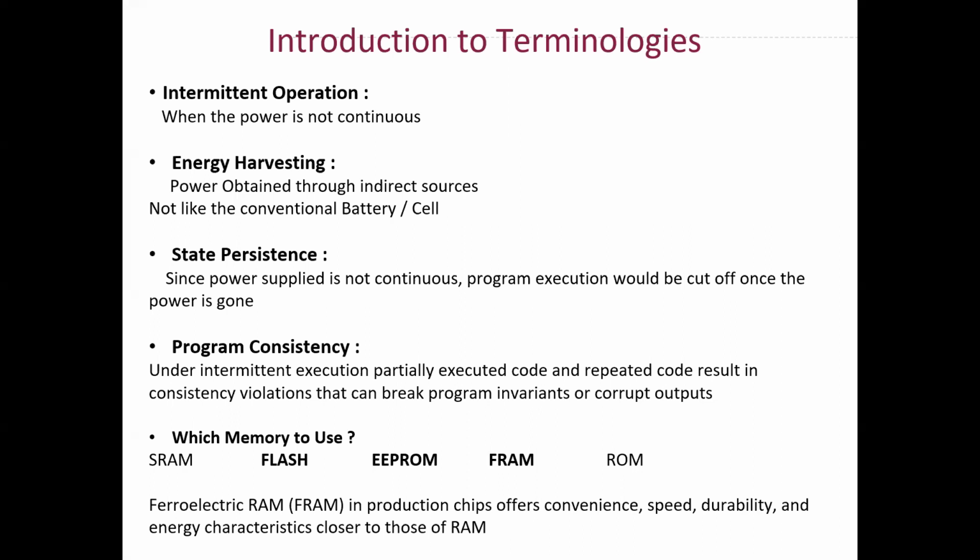The next term is energy harvesting. Energy harvesting is the process of capturing and converting various forms of energy from the surrounding environment into usable electrical energy. This harvested energy can be stored or directly utilized to power electronic devices or systems. Energy harvesting technologies are typically used in situations where traditional power sources like batteries or power grid electricity are impractical or unavailable.